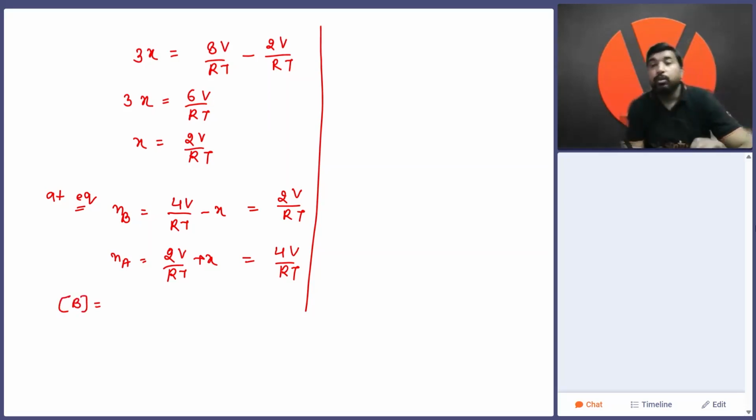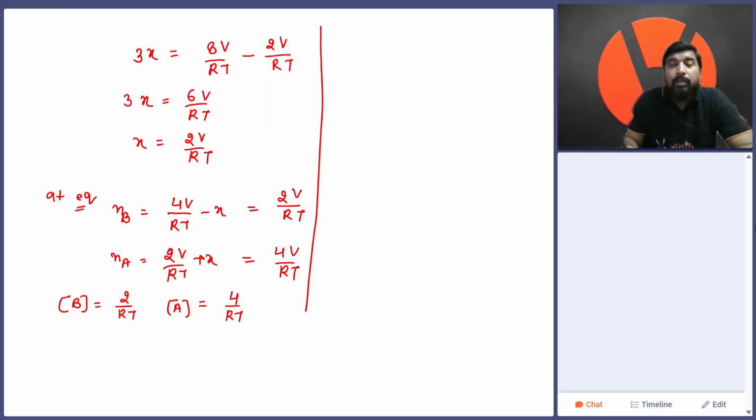So we know the concentration formula, that is the moles divided by volume. So the concentration of B should be equal to 2 upon RT, and the concentration of A becomes equal to 4V upon RT. We just need to put the value in the expression of the equilibrium constant. The expression of equilibrium constant should be concentration of A to the power 8 upon concentration of B to the power 8. Now we just need to put the value.